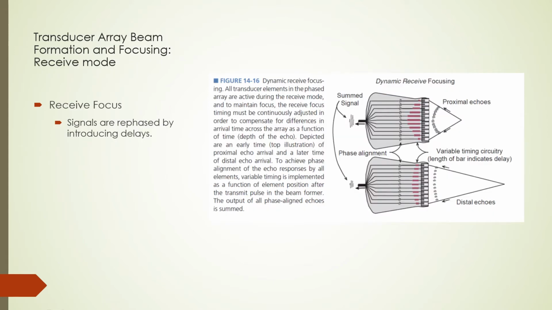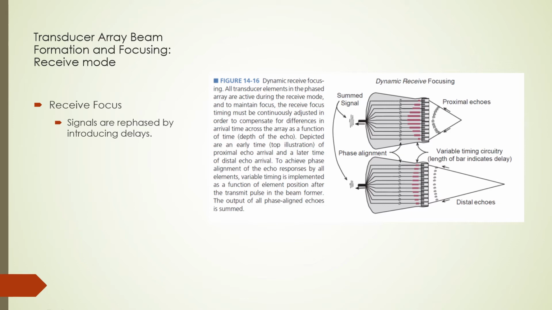During the receive mode, echoes arriving at each transducer element from some depth in tissue are summed together in the phased array mode. Because the echoes from a point in tissue travel different distances when they arrive at each transducer element, echoes arriving at the edge of the transducer travel longer distances than echoes arriving at the center of the transducer. So signals from each transducer element must be rephased to avoid resolution loss. One way to accomplish this is to rephase the signals by introducing delays in a method called dynamic receive focusing.